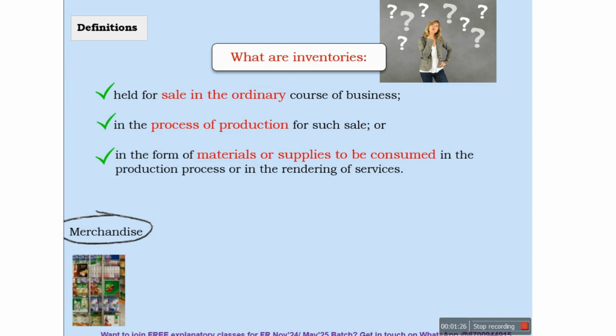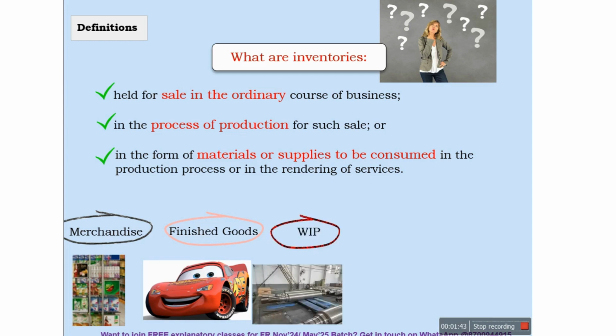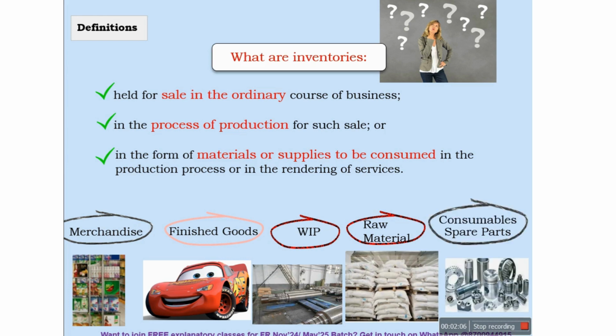There are some examples. Merchandise: if an entity is procuring something from outside and selling it in the market or exporting it, it will be called merchandise inventory. Finished goods are an example of inventory. Semi-finished goods that are in the process of production for such sale will be classified as inventory. Raw material, it may be chemical, steel, resin, plastic, electronic chips, anything that is used for making the finished goods, will be classified as raw material inventory. And spare parts and consumables will also be classified as inventory.